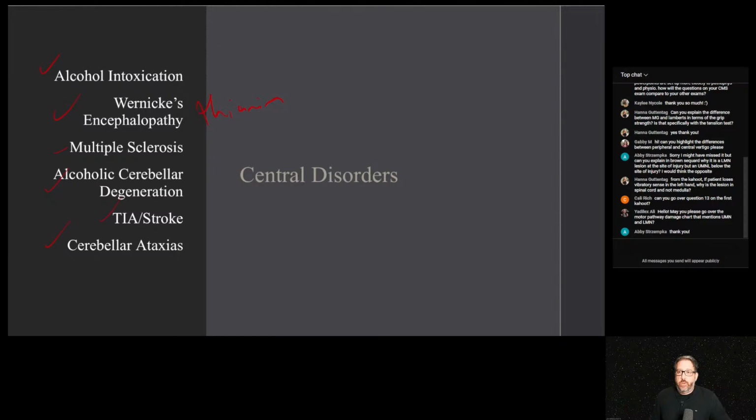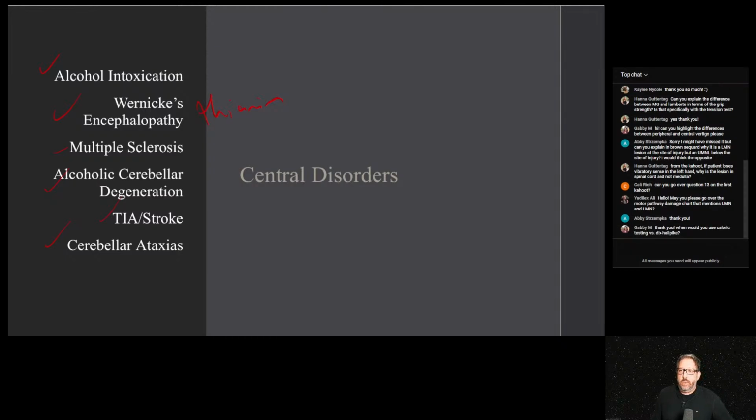So Hannah asked, from the Kahoot, if a patient loses vibratory sense in the left hand, why is the lesion in the spinal cord and not in the medulla? It depends where the lesion is. And I don't remember what the question was for that one. Let me see what else we got here. So Hannah, let me know what that question was, where the lesion is, and we'll go over that one.